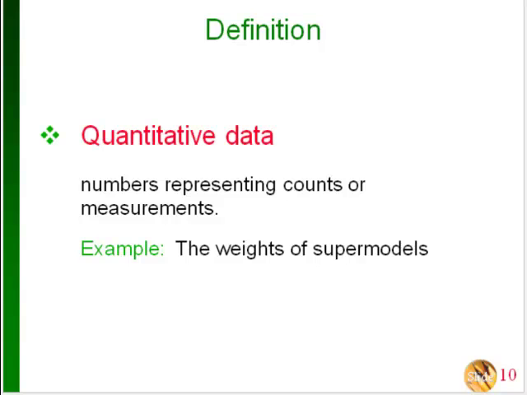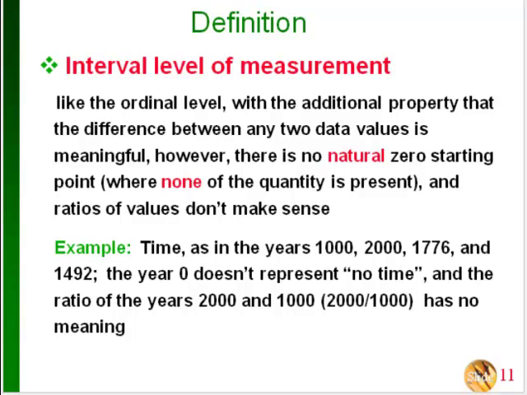Then we have quantitative data, and this is always going to be numbers, and it represents counts, measurements, those kind of things. So one example would be the weights of supermodels. And for this one also, we have 2 levels of measurement. The first one is the interval level, and this is kind of like the ordinal level that we had before, only in this one we can tell the difference between 2 data values.